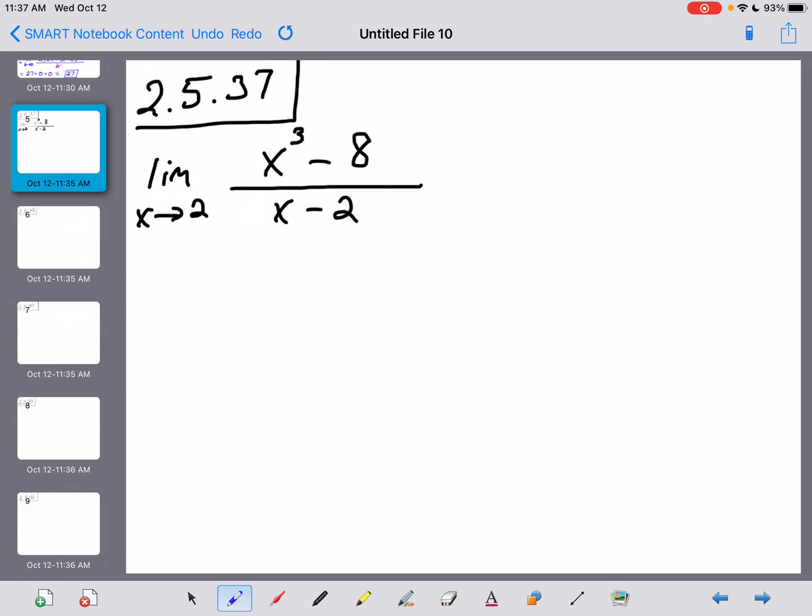Number 37 in section 2.5 is asking us to take the limit as x approaches 2 of (x cubed minus 8) over (x minus 2). Plug and chug is the first thing you should try, but of course 2 minus 2 gets you 0 on the bottom. That is not going to work.